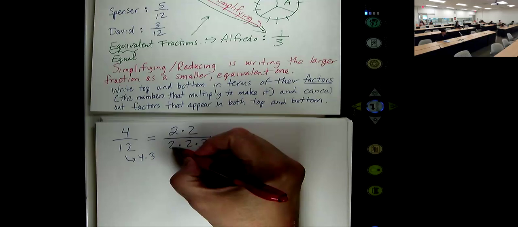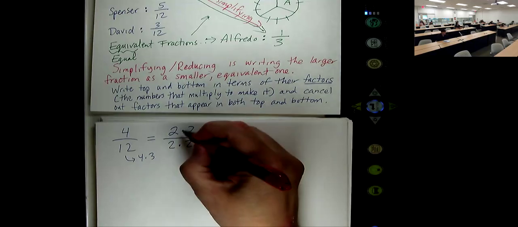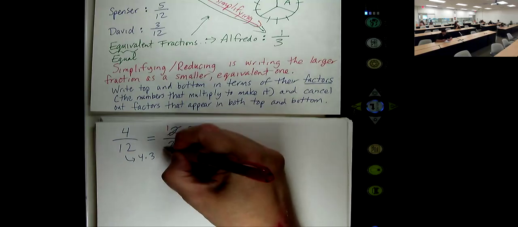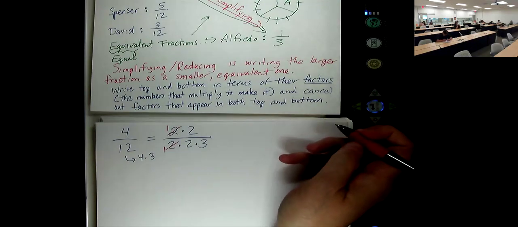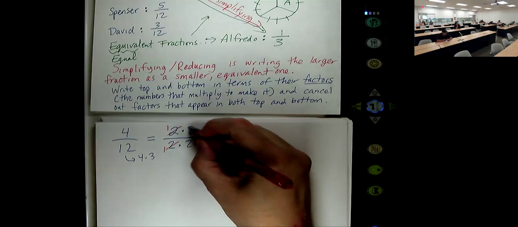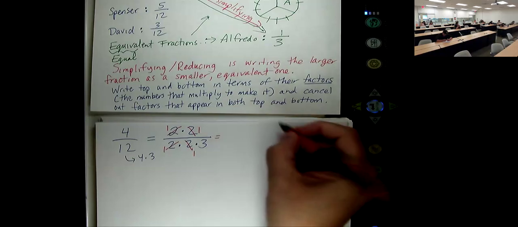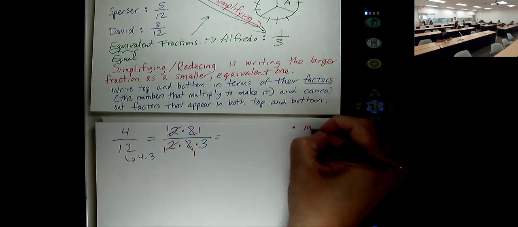Numbers that appear in top and bottom, we cancel in pairs. So like these two, I will cancel together, and I'll leave behind a 1. These two, I will cancel together and I will leave behind a 1. That dot means multiplication.